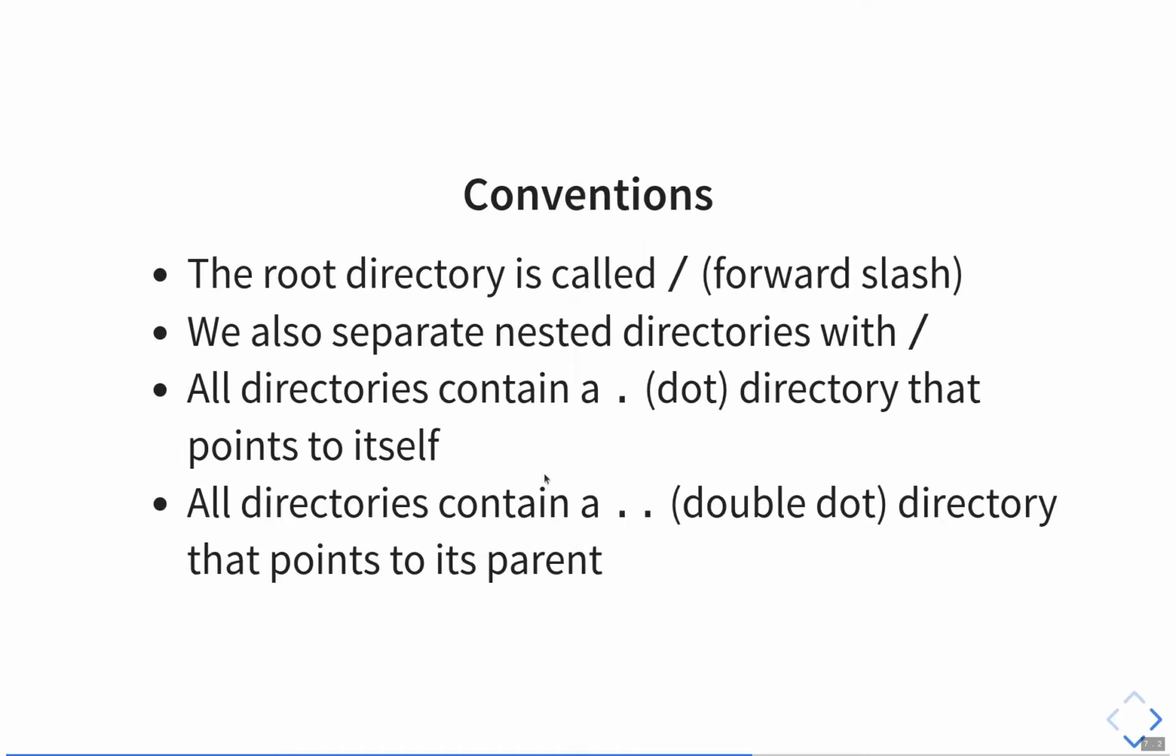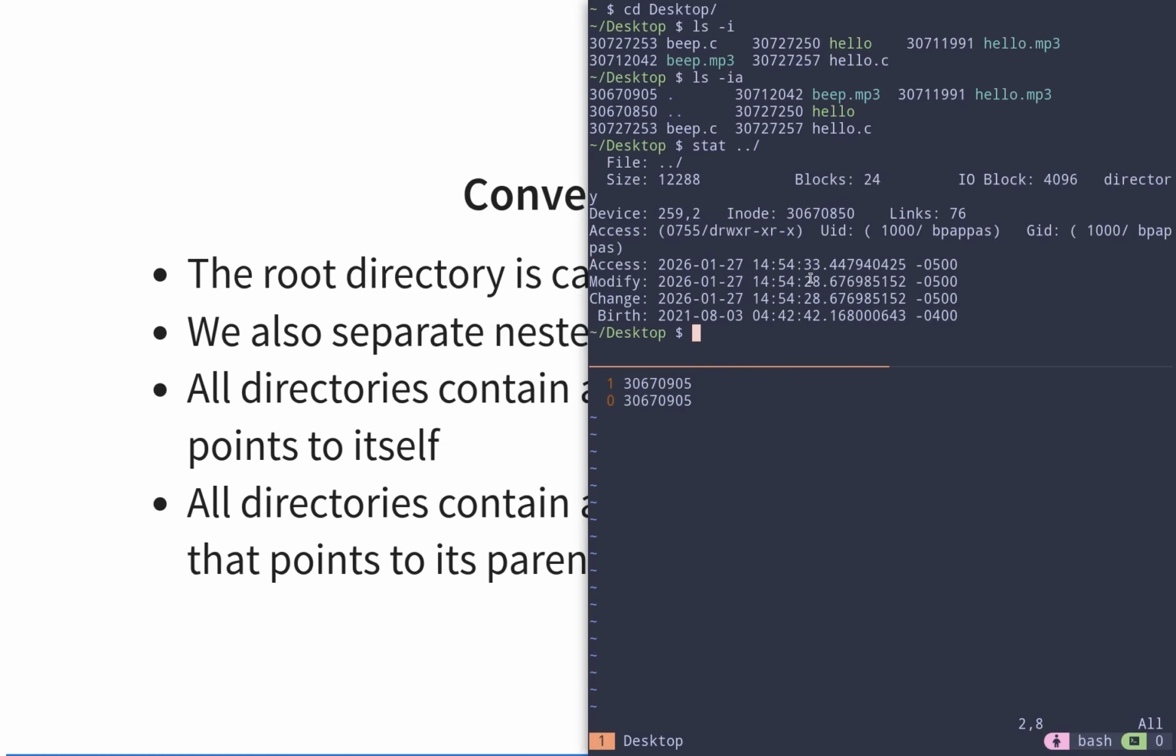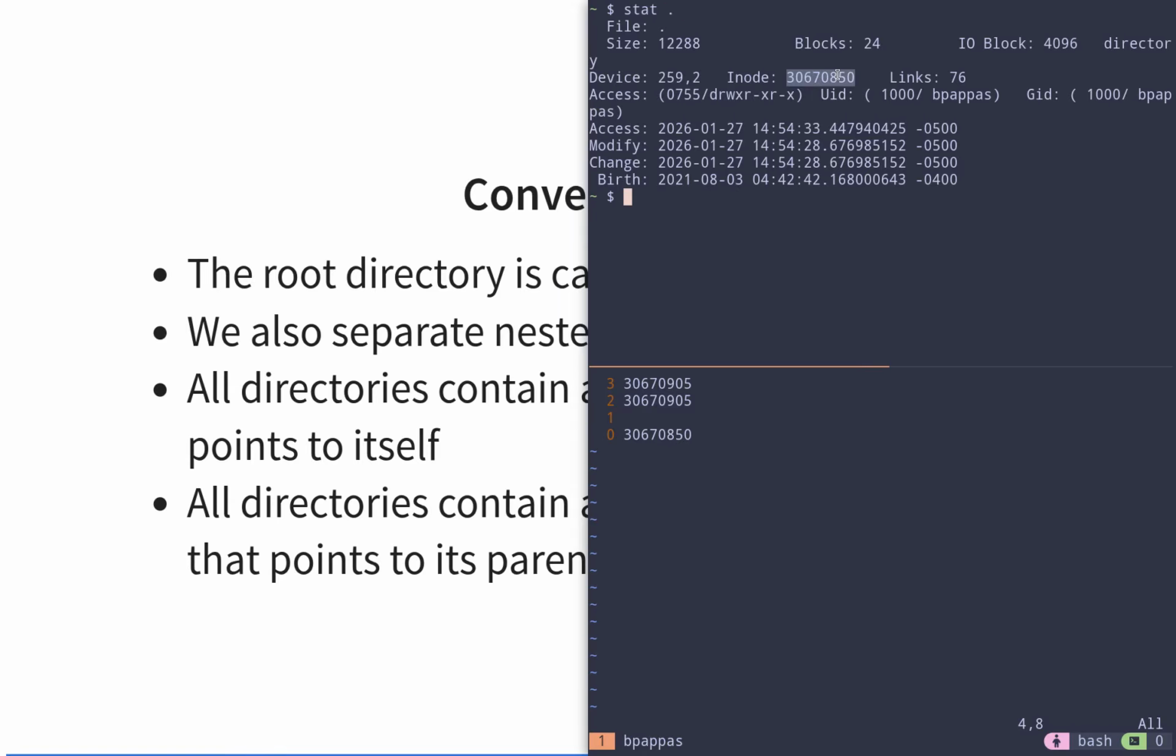And the dot dot directory references a parent. So again, if I were to run stat ../, we'll see that the inode is this one. So if I then go into my parent directory, my home directory, and run stat on the dot directory, which is the current directory, we can see that it's the same inode number.